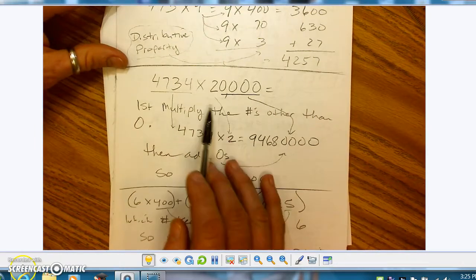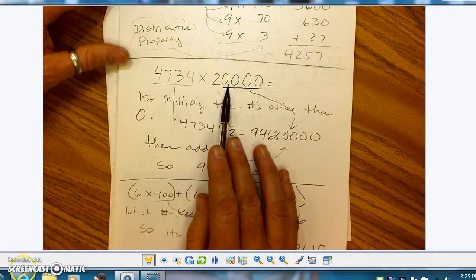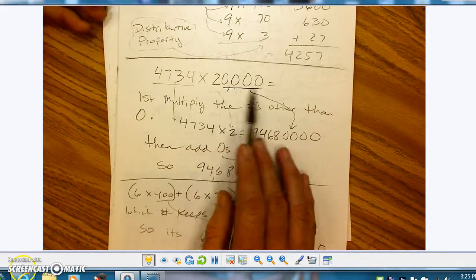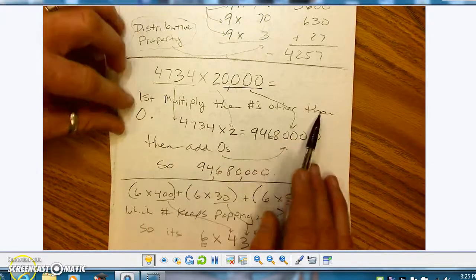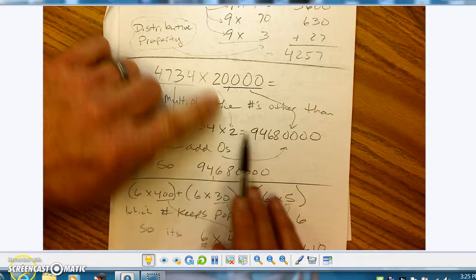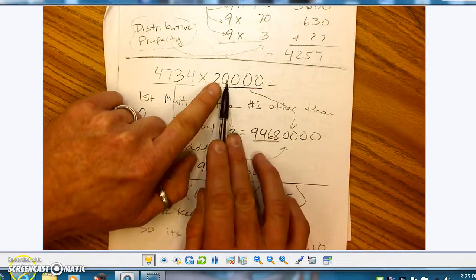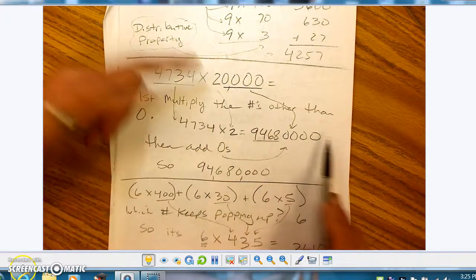All right, next one. What about this guy? You're multiplying this whole big number by this. Why is this so easy? Because you got all these zeros. I said first multiply the numbers other than 0. So I said 4734 times 2, which equals 9468. And then you just throw in the zeros. 1, 2, 3, 4. 1, 2, 3, 4. Done.